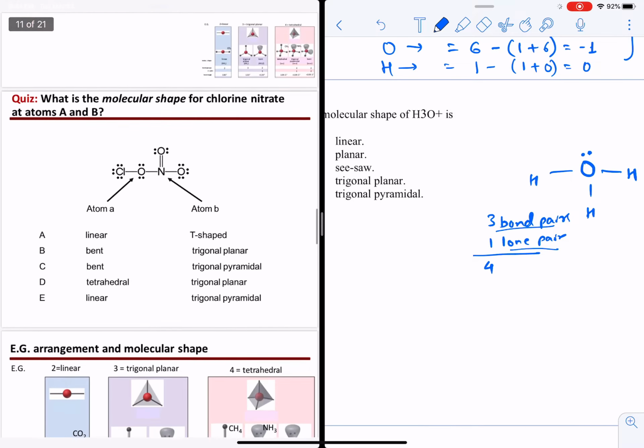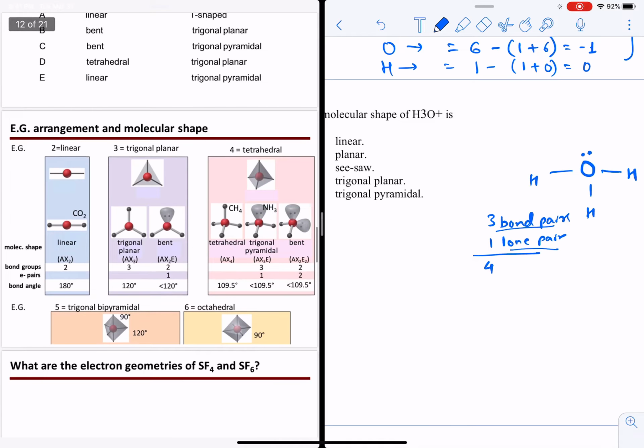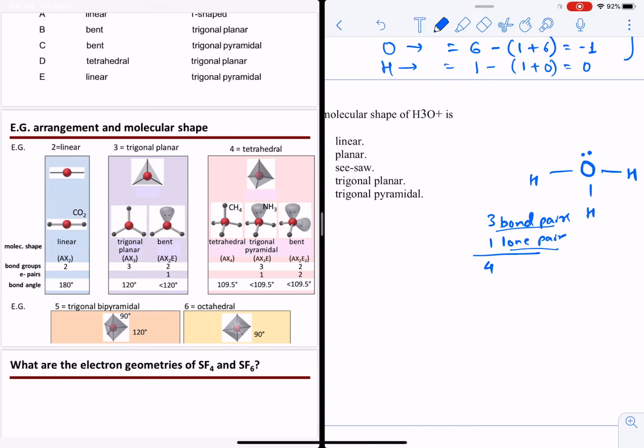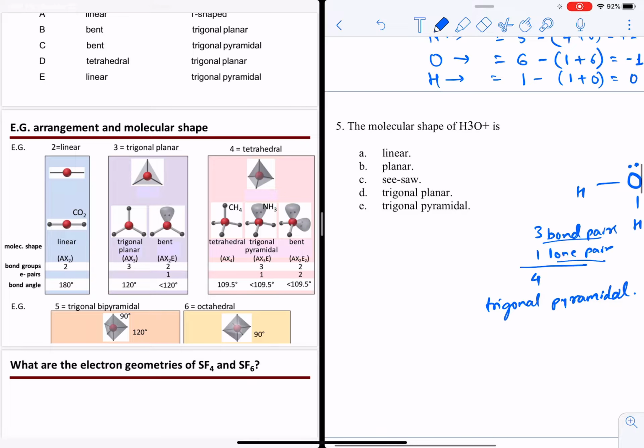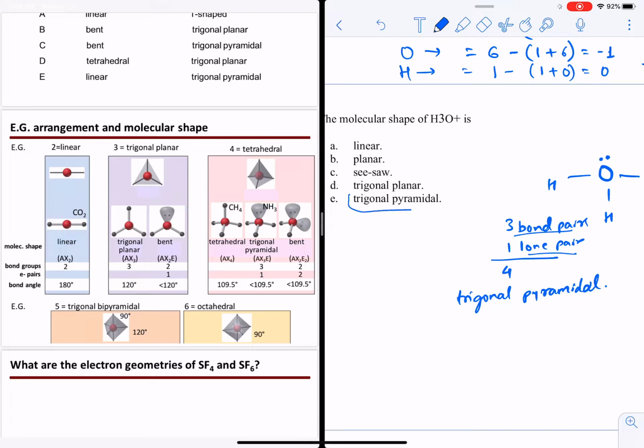Let me try it. Let's see, can I do that? No. So I will continue like this. So it's trigonal pyramidal if you see it that way. Okay, so the answer turns out to be E, trigonal pyramidal. So this arrangement of molecules is helpful.